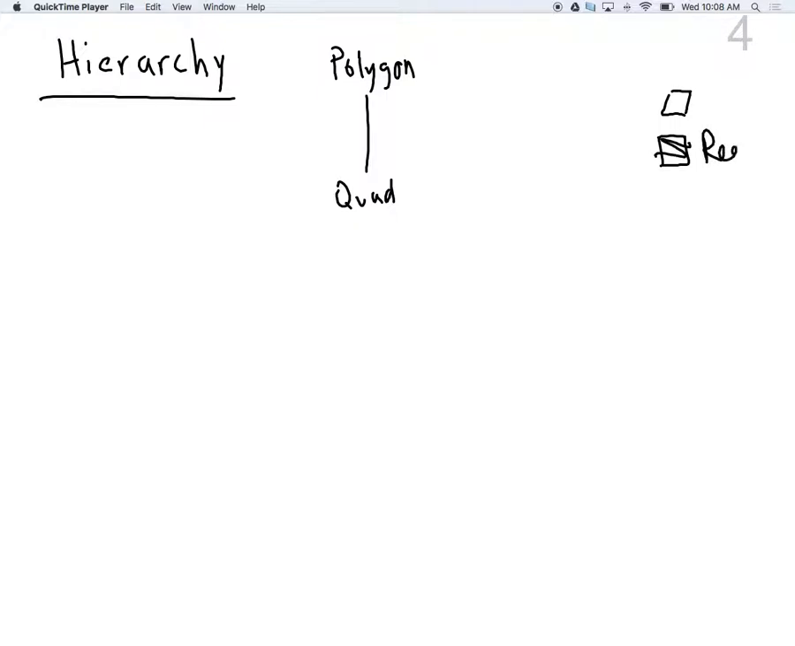Rectangle. We've got a rhombus. We've got a square. What am I forgetting? Is that it? Yeah, we cover more later. Okay, so off a quadrilateral, of these four, which one is most general? Parallelogram. So we'll come down here, parallelogram.